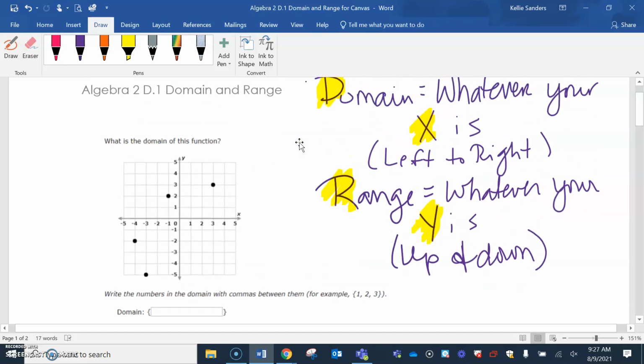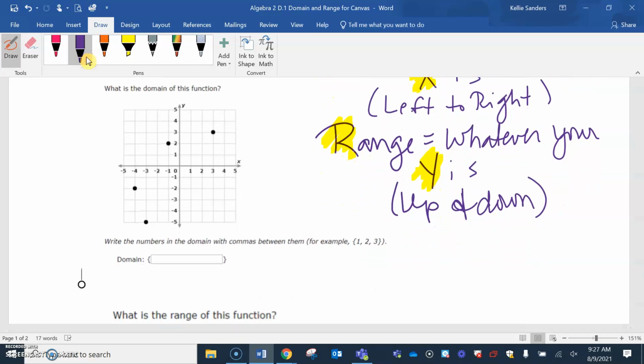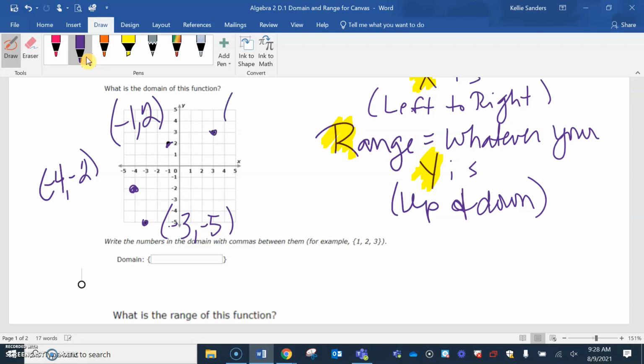Okay, here we are. So the first problem, it says, what is the domain of the function? There's a couple of ways that you can go about doing this kind of question, but I'm going to show you probably the easiest way. You may not think it's the easiest way. Go, try to figure something else out then. So this dot is at -4, -2. This dot is at -3, -5. This one is at -1, +2. And this one is at +3, +3.